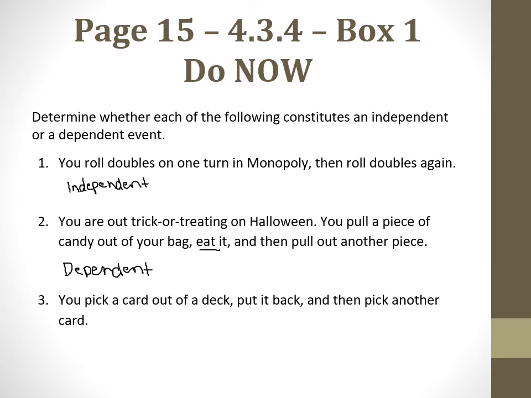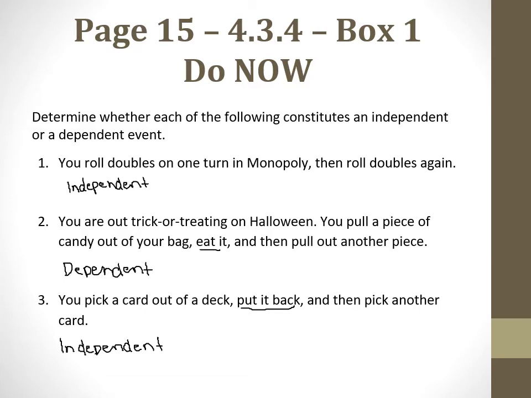Question 3, you pick a card out of a deck, put it back, and then pick another card. And this is an example of an independent event because when you put the card back, there's still the 52 cards in the deck that you started with. So for your second pull, the number of possible outcomes has not changed.